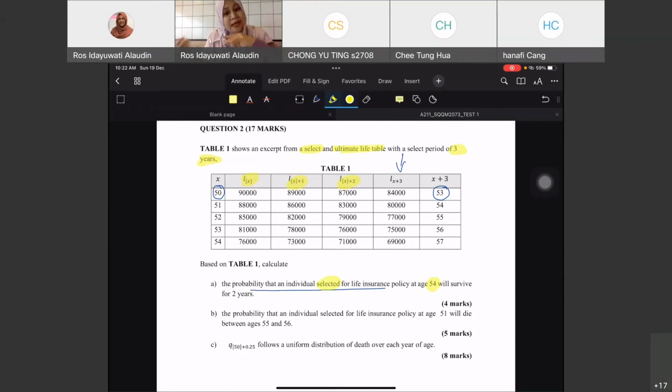So it will expire at age 57. Starting from age 57, it will join the ultimate life table. So the probability that an individual selected for a life insurance policy at age 54 will survive, and this is the keyword here, will survive for 2 years. For 2 years. So we draw the timeline. Now he is 54. So 2 years, 1, 2, meaning that until 56.